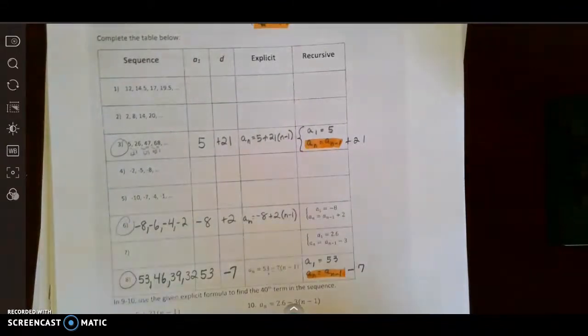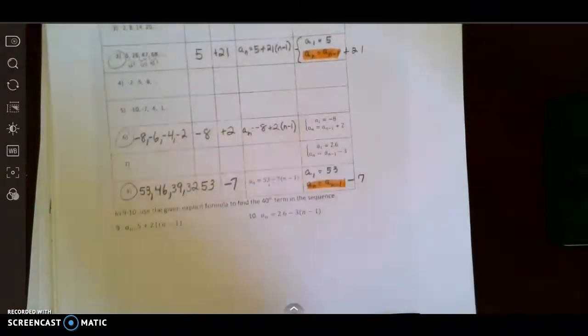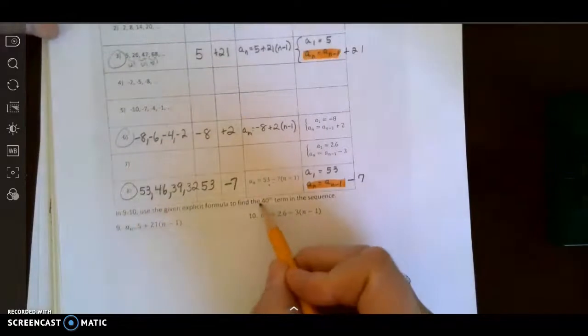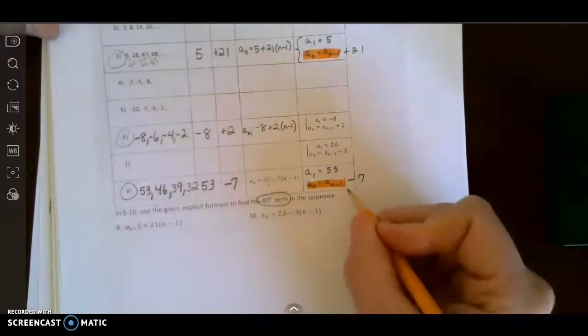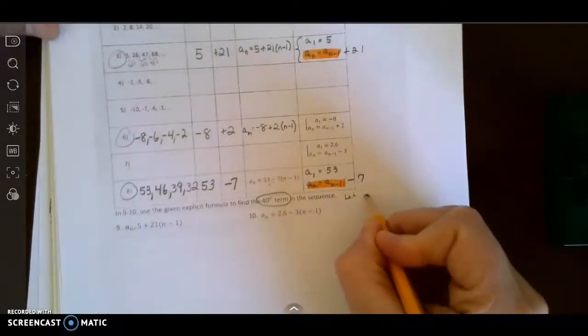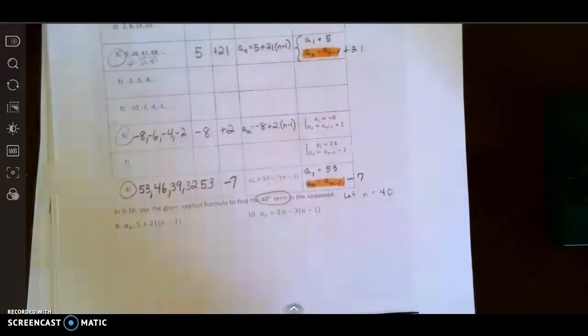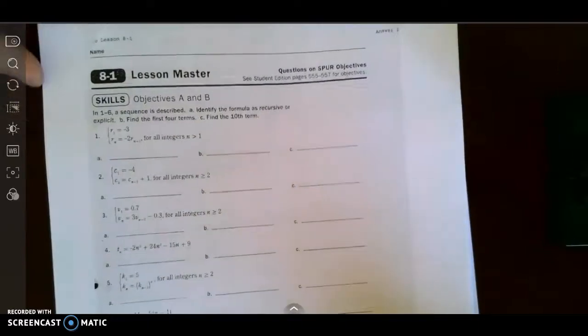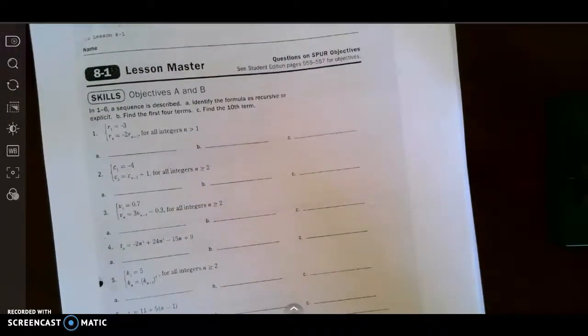And then for 9 and 10, we're going to use the explicit formula to find the 40th term. So simply let n equal 40, and you'll be able to find that 40th term. All right, so for the lesson master, I'm not going to do all of them, but you're asked to identify the formula as either recursive or explicit, find the first 4 terms, and then find the 10th term.